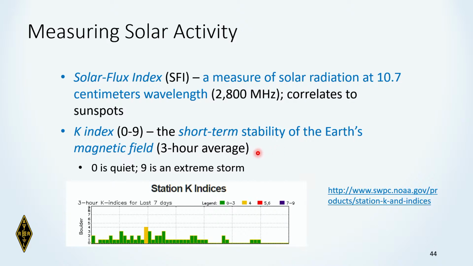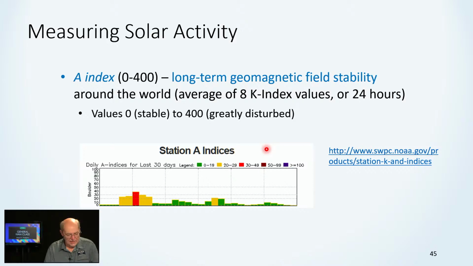Every 3 hours, they will generate a number. 0 is quiet, 9 is an extreme storm. So this is the short-term stability. So if you're interested in good propagation, you'll generally want to see the K index in particular to be fairly low, 0 or 1. The A index is the long-term geomagnetic field stability.